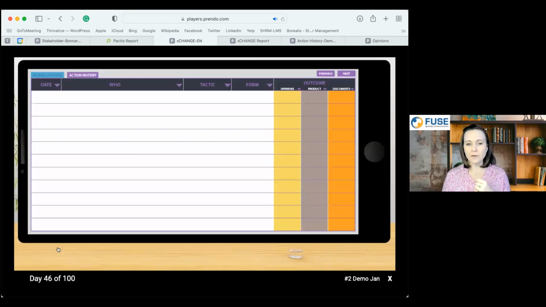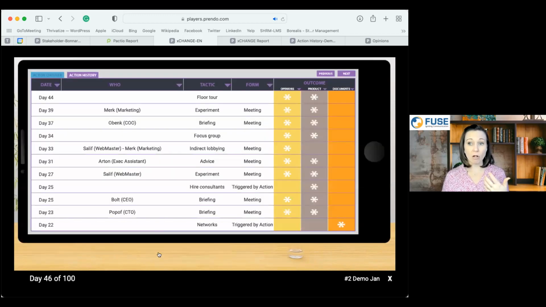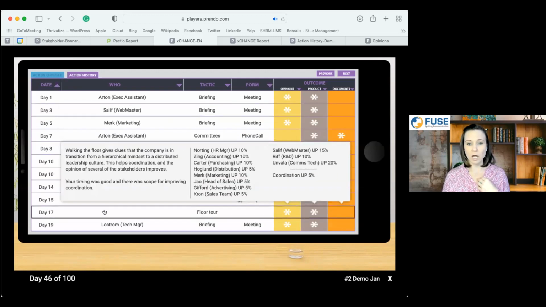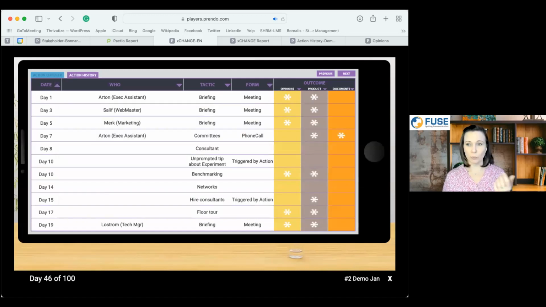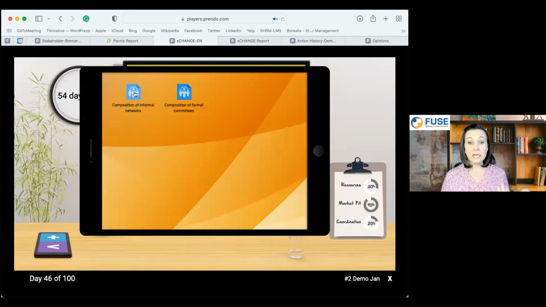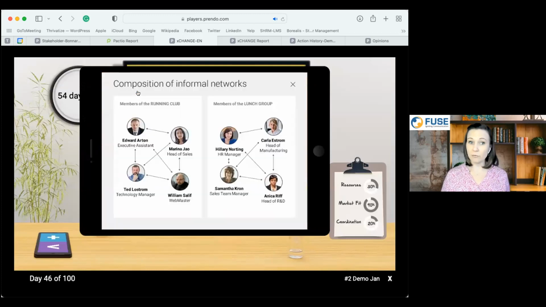We also have an action history where we can go back and see all of the things that we did on each of the days of our simulation, and see how that affected things or not, or if we did them at an appropriate time. There's also a network here, an informal network of people that influence each other, just like we talked about with stakeholder engagement. And you have to learn this. This is something that I had to request of the executive assistant, and he let me know after a few days' time who's impacting who.